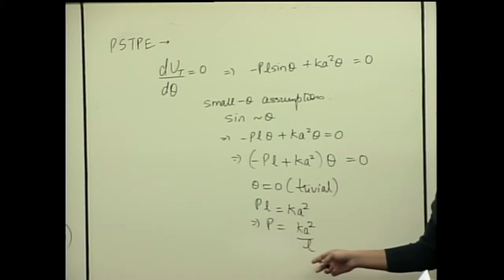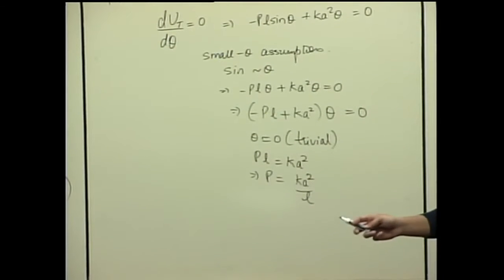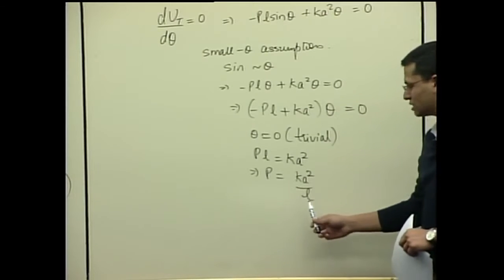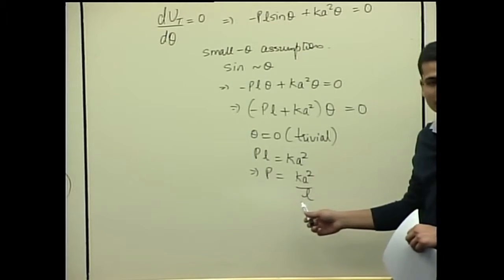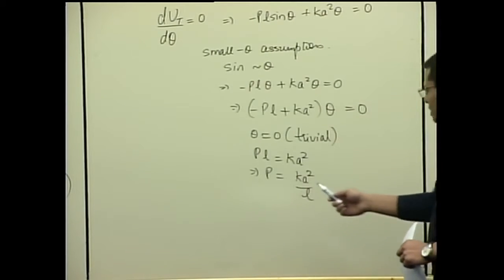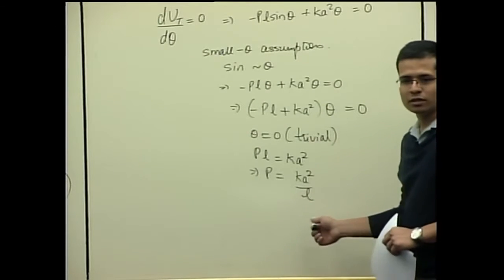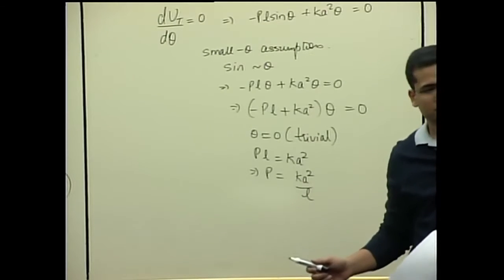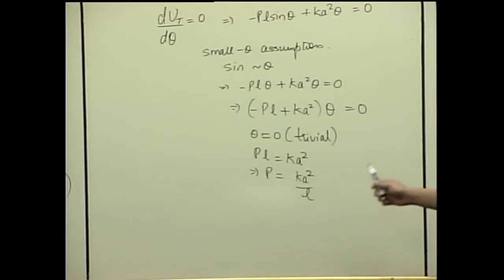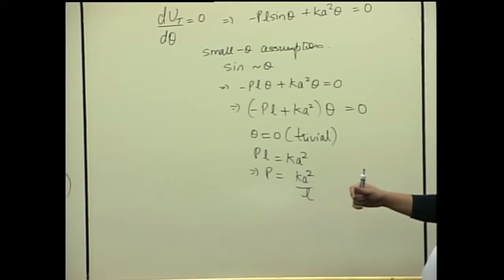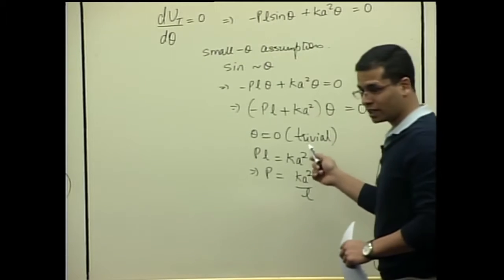So at this point in this rigid bar, we have equilibrium condition. And if P becomes greater than Ka square over L, we have buckling. So our P is the critical load, Ka square over L, at which buckling occurs. And remember, we have small theta assumption.